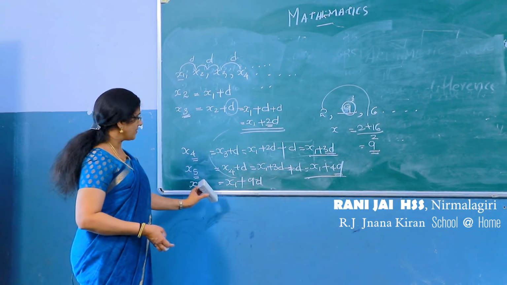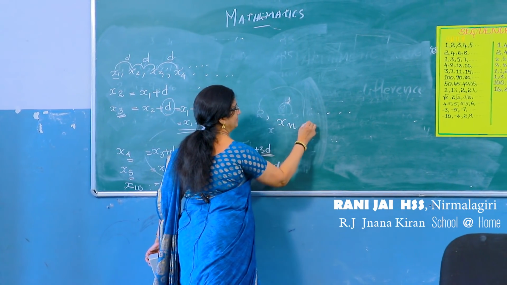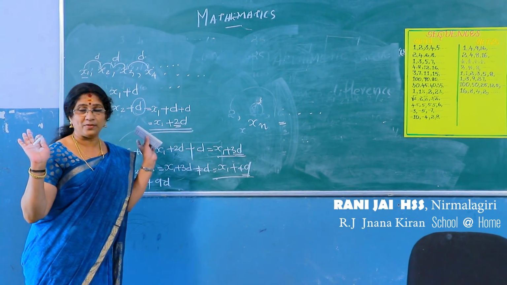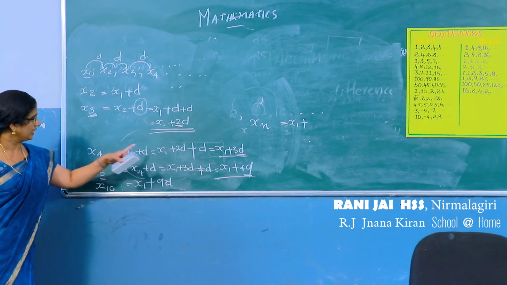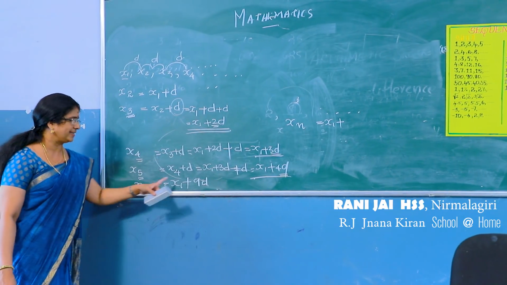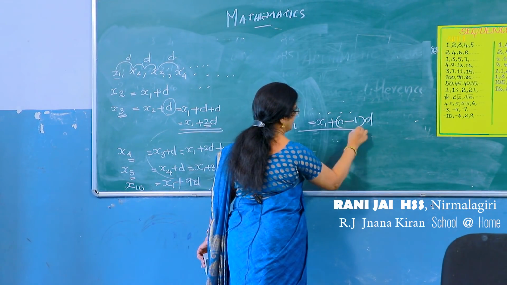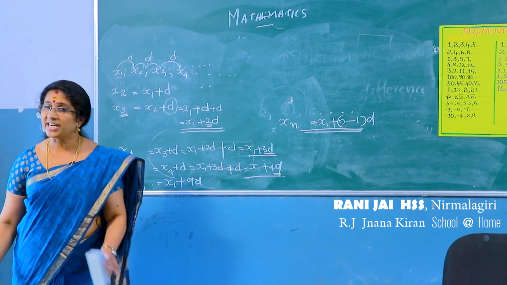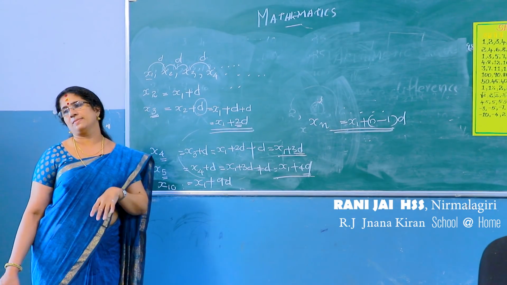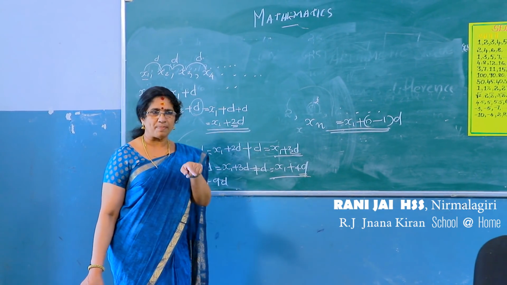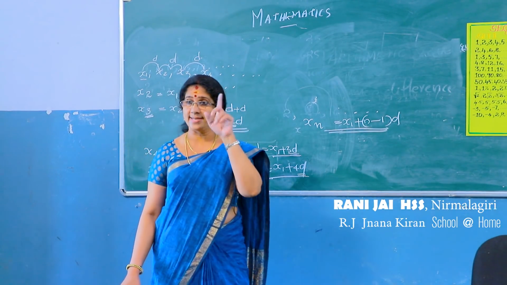Understood all of you? So in general, if it continues like this, can you tell me what is xn? x1 plus what? When it is 4, there 3. When it is 5, there 4. When it is 10, there 9. Come on. xn is equal to x1 plus (n minus 1) into d. Yes. This is the first formula that you have to study in this chapter. x10 is equal to x1 plus 9 times d, 10 minus 1 is 9. x100 is equal to x1 plus 99 times d.